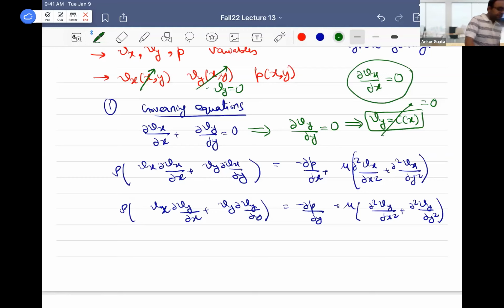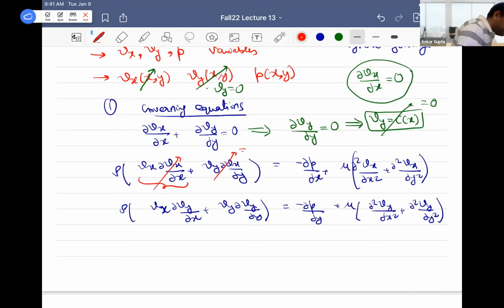So with these assumptions, let's try to simplify our governing equation. I want everybody to participate here, because we want to cross out terms. So the first term, Vx del Vx by del x. What is this term? 0, because del Vx by del x is 0. Second term, is it 0? Why? Because Vy is 0.